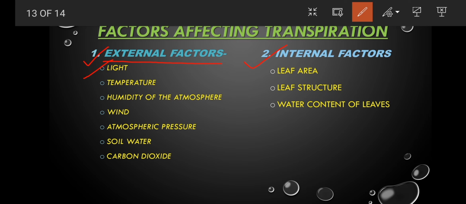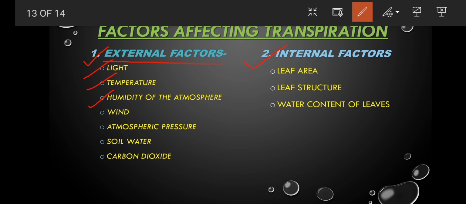The second factor is temperature. Temperature directly affects the transpiration. As the temperature rises up to a certain limit, the rate of transpiration also increases. Very low or very high temperature can cause the closure of the stomata and hence a decline in the transpiration rate. The third factor is humidity.